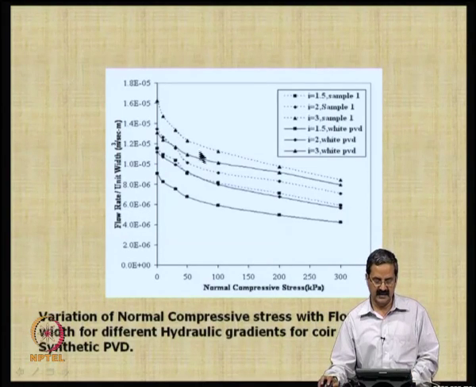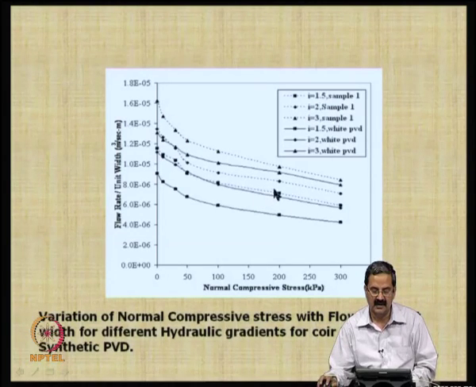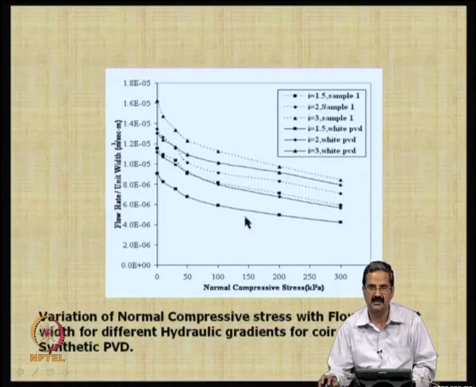One can see this for different hydraulic gradients. One can get i equal to 1.5 for the same sample 1. So you have relationships like this: these are for the coir, and these are for the white PVD. There are 3 types of PVDs I showed you. The dotted lines, 1, 2, 3, are a little higher, in fact. The permeability or flow properties are shown here for different compressive stresses.